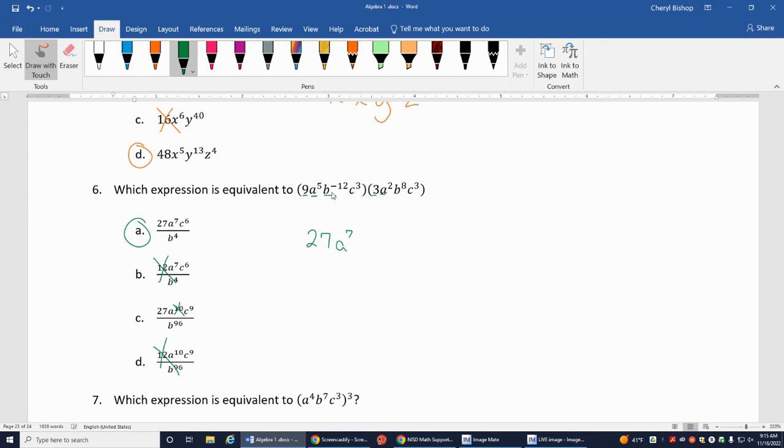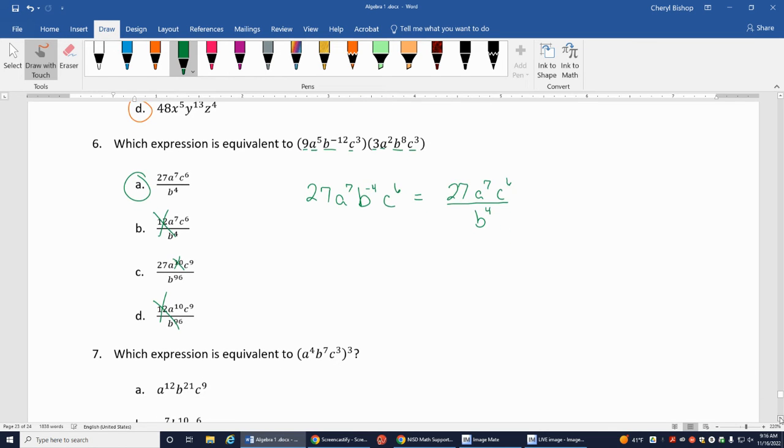So if I have negative 12 B's here and I have 8 B's here, that's going to be negative 4 B's. And then my C's, I've got 3 here and 3 here, so that's 6 C's. So notice they have this 4 on the denominator, and here we show it's negative. When you see a negative, that means it just needs to move to the other side of the fraction bar and become a positive. And that's how they get the B to the fourth power on the bottom.